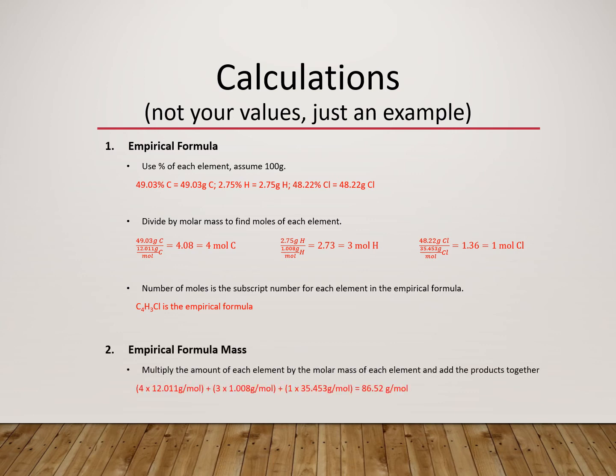Then you can find the empirical formula mass by multiplying the amount of each element by its molar mass and adding all of those together. So we had 4 moles of our carbon, so we're going to multiply that times the molar mass of carbon and get our molar mass of the carbon that makes up the whole formula, and then we can do the same with hydrogen and same with chloride.